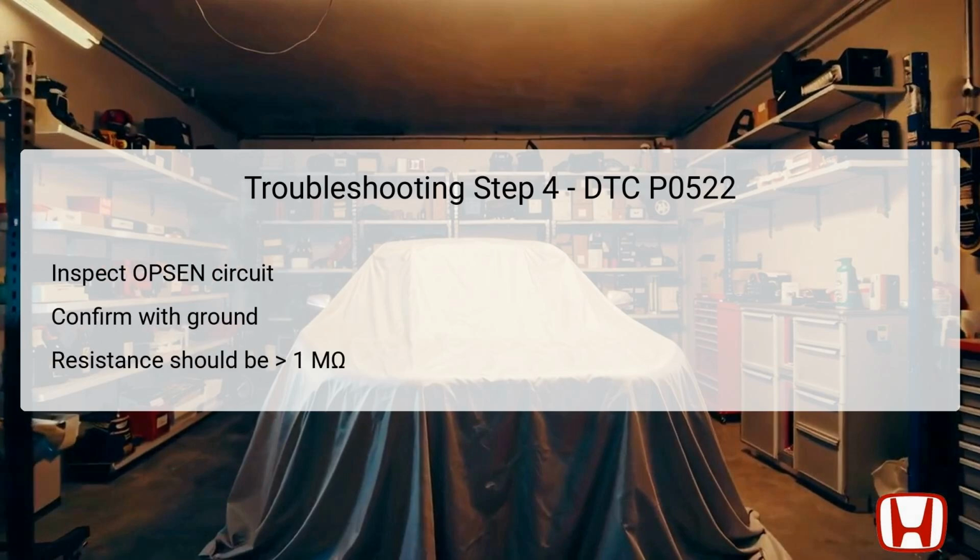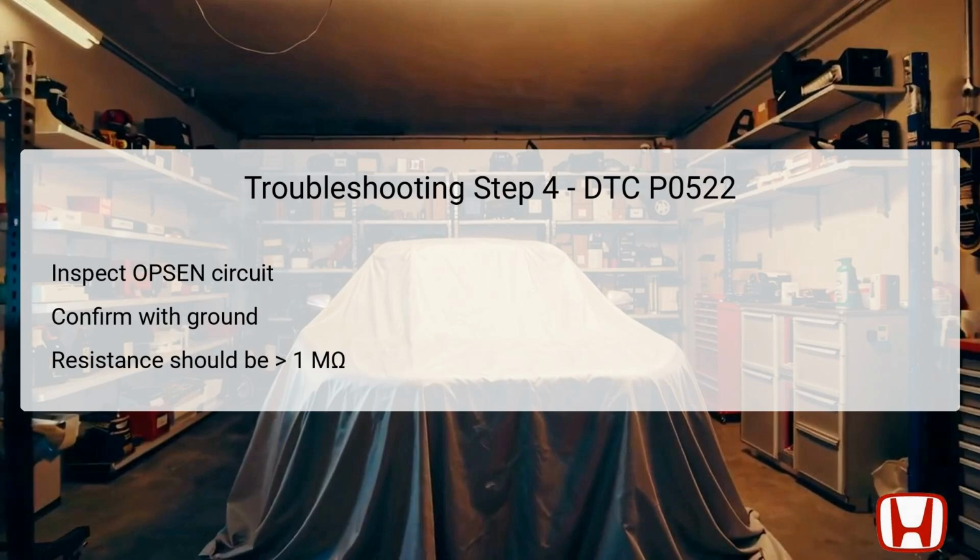In the fourth troubleshooting step for DTC P0522, it is essential to check the OPSON circuit for any potential faults. Again, begin by ensuring the engine oil pressure sensor connector and the PCM connector are both disconnected. The inspection focuses on determining if the OPSON or oil pressure sensor electric signal is shorted to ground. This is accomplished by measuring the resistance between the sensor and ground.